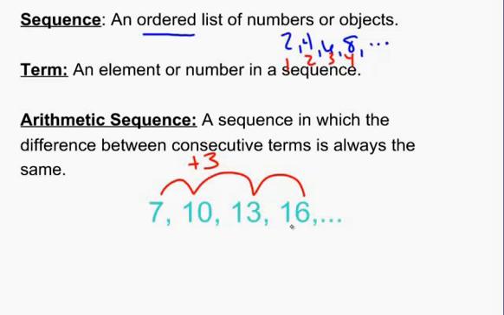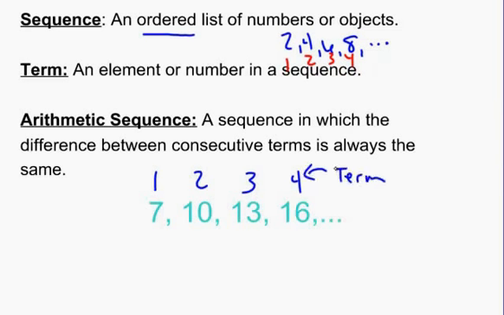So I want you to write down this sequence, 7, 10, 13, 16, and then this little ellipsis says that it goes on forever. And I want you to write down above it 1, 2, 3, 4. And then I want you to write down that these are the term numbers. Like 7 is term 1, 10 is term 2, 13 is term 3, 16 is term 4.